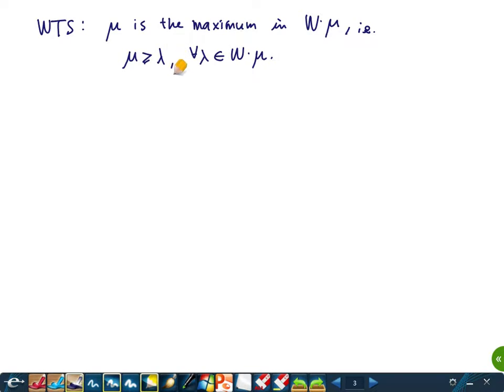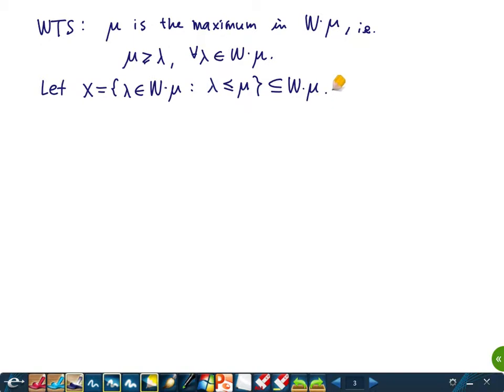So how can we show this? To do that, let's define this set X to be the set of all elements here that are smaller than mu, lower than mu. But of course, this is a subset of the orbit of mu.